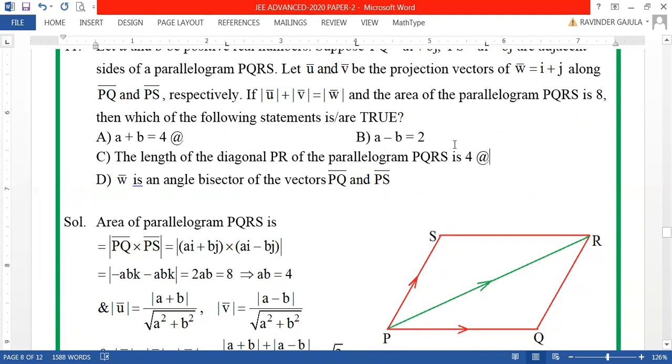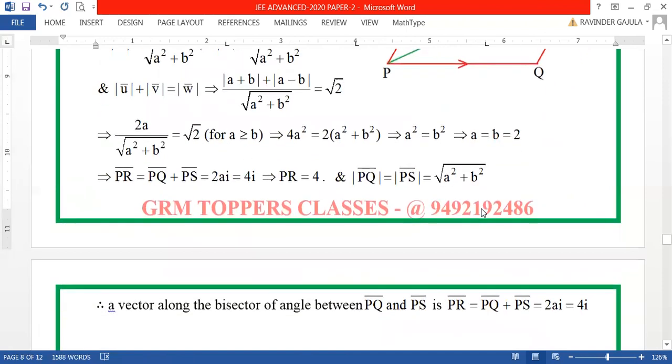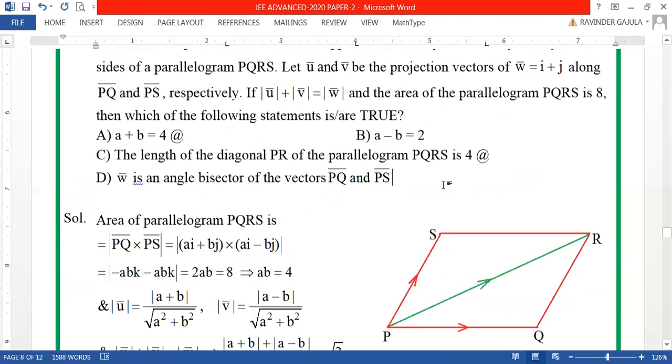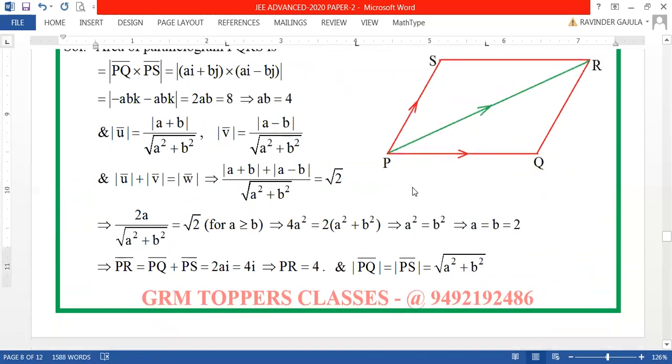The option A minus B equals 2 is not correct. And W bar is an angular bisector of the vectors PQ bar and PS bar. This is not correct because W bar is i plus j, and i plus j is not the bisector. Only 4i is the bisector. So only A and C are the correct options here, my dear friends.